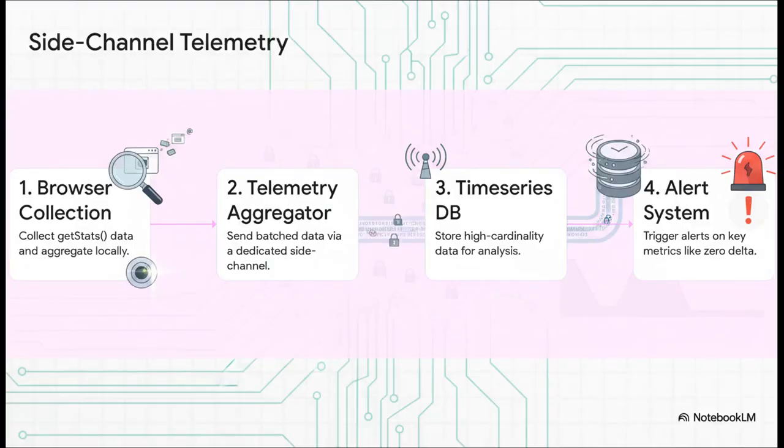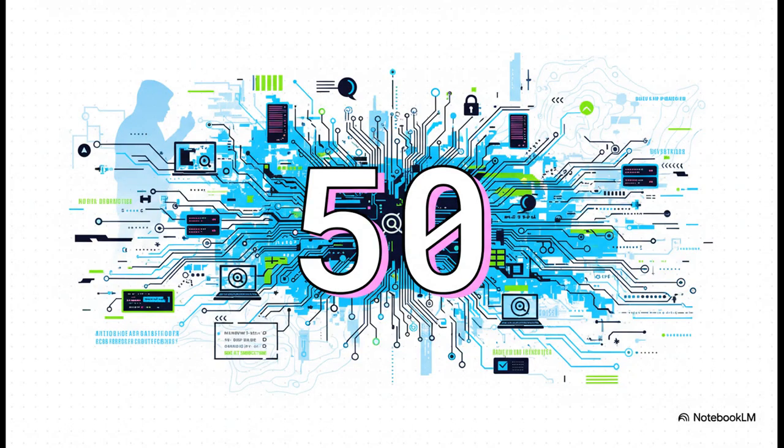A production-grade system looks something like this. First, the browser grabs the getStats data. Then, it sends these little aggregated summaries over a dedicated side channel. Now, this part is crucial. You don't want to interfere with your main app traffic. That data then gets stored in a timeseries database. And finally, your alert system can fire off alerts on real, actionable signals, like that flat frames decoded delta we just talked about. This client-side approach is without a doubt the future of real-time observability.